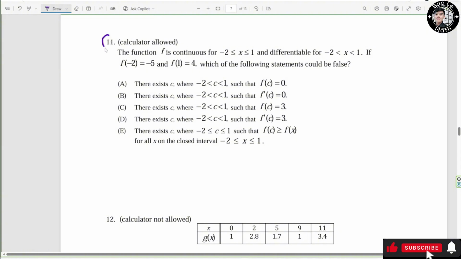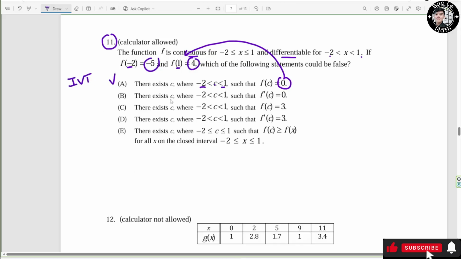Now let's move on to question 11. The function f is continuous for s between -2 and 1 and differentiable for -2 to 1. If f of -2 equals -5, f of 1 equals 4, which of the following statements could be false? So we see that c between -2 and 1, which is between the input right here, and then the output 0 right here is between -5 and 4, right? So this is true by IVT, right?